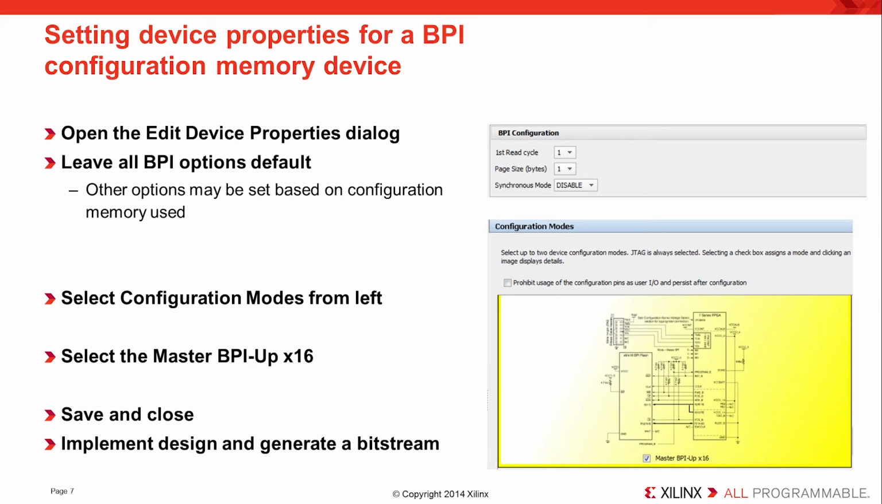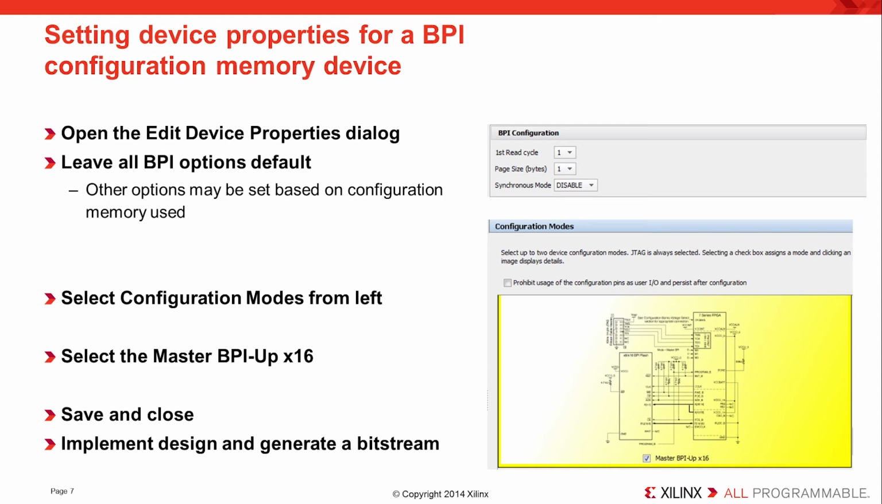Let's take a look now at how to go about setting the correct properties for generating correct bitstreams. We'll open up the Edit Device Properties dialog and look for BPI settings under Configuration. In this example, we can leave the BPI settings as default, although note that based on the configuration memory you have on your board, you'd need to adjust these settings accordingly. The example here is based on a BPI configuration memory on the KC705 board.